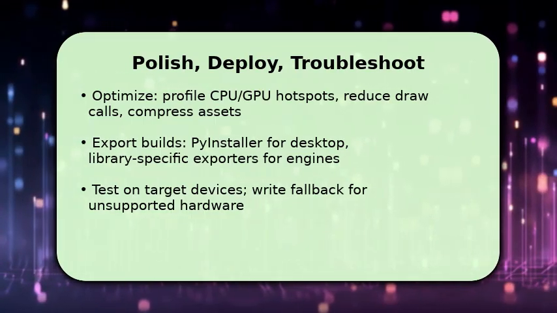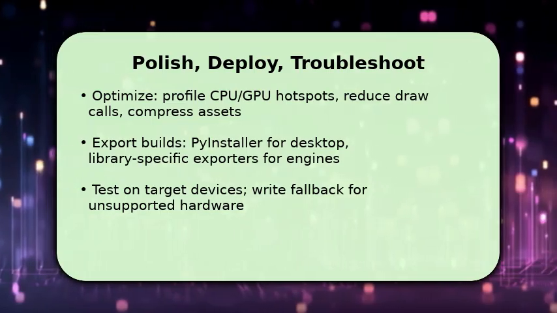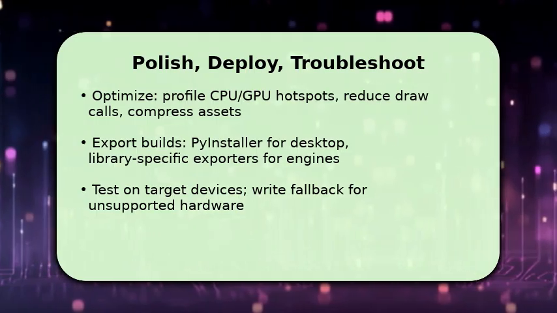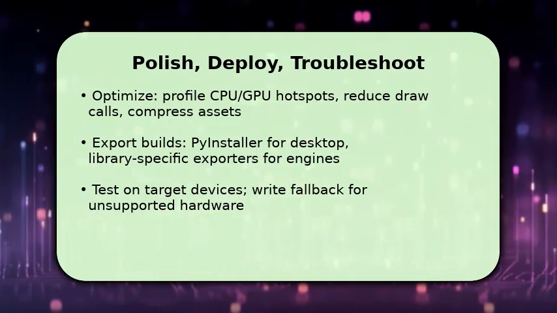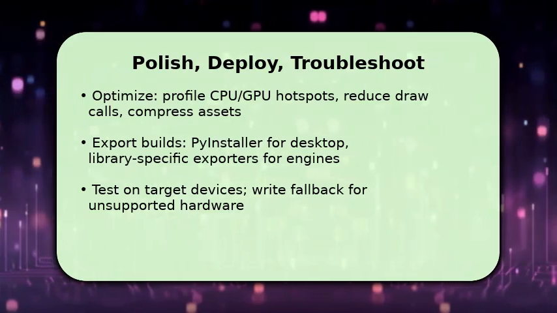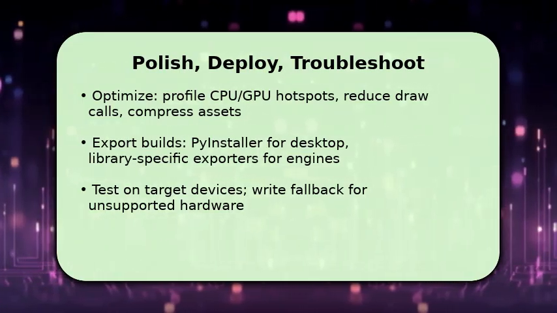Test on target hardware early. Make sure fallback behavior exists for missing features like shaders or high-res textures. If something breaks, check logs, reproduce cases, and isolate by disabling systems one at a time, graphics, audio, input, until you find the culprit and fix it.